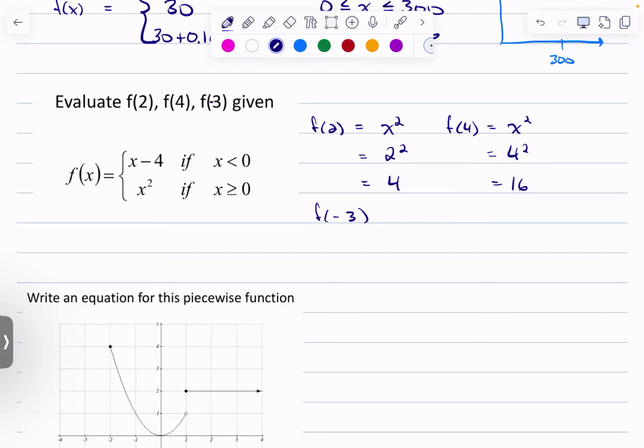Now, f of negative 3: if x is negative, then my function is x minus 4. So negative 3 minus 4 is negative 7. So you take your input, see where it falls in the domain to find which function applies, and then you evaluate that function.